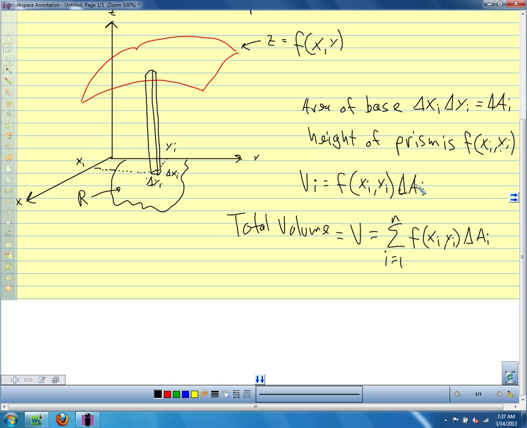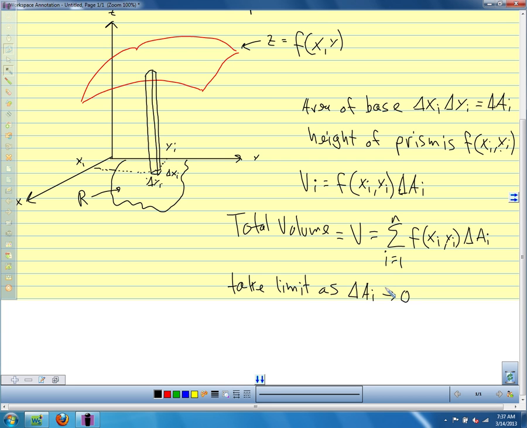I'm being a little loose with the symbols and the terminology. I just want you guys to be aware of that. So we'll take the limit as delta A sub i approaches 0. And that's going to be our total volume. And this is going to give us our definition of a double integral. So we're going to take the limit of this sum as delta A sub i approaches 0. This is how we're going to define a double integral.